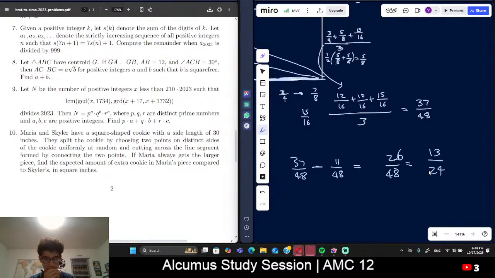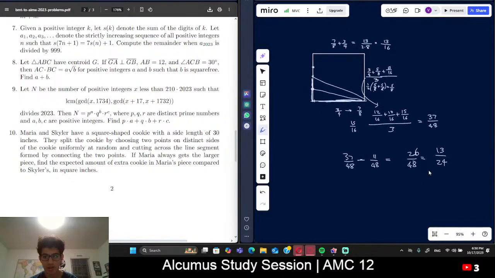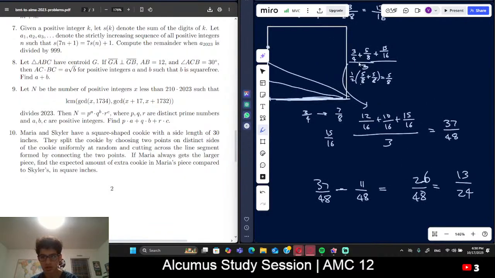yeah, wait, this seems a little wrong because we're not going to get an integer answer from this, which is kind of a problem, isn't it? Worst case we'll go back and check our calculations. Let's start with these calculations. Times 4 times 4 times 2 times 2. This adds up correctly over 48. 37 over 48 minus 11 over 48 is 26 over 48, which is 13 over 24.